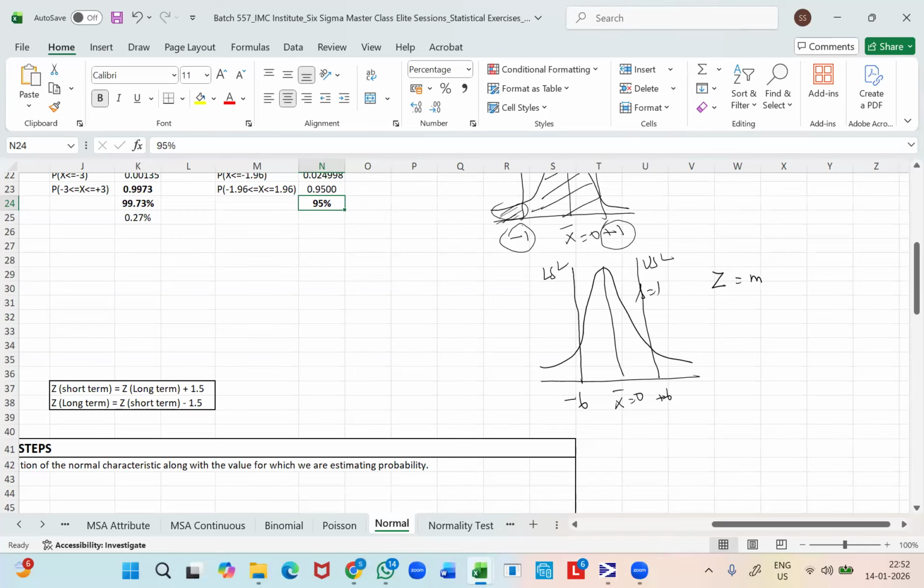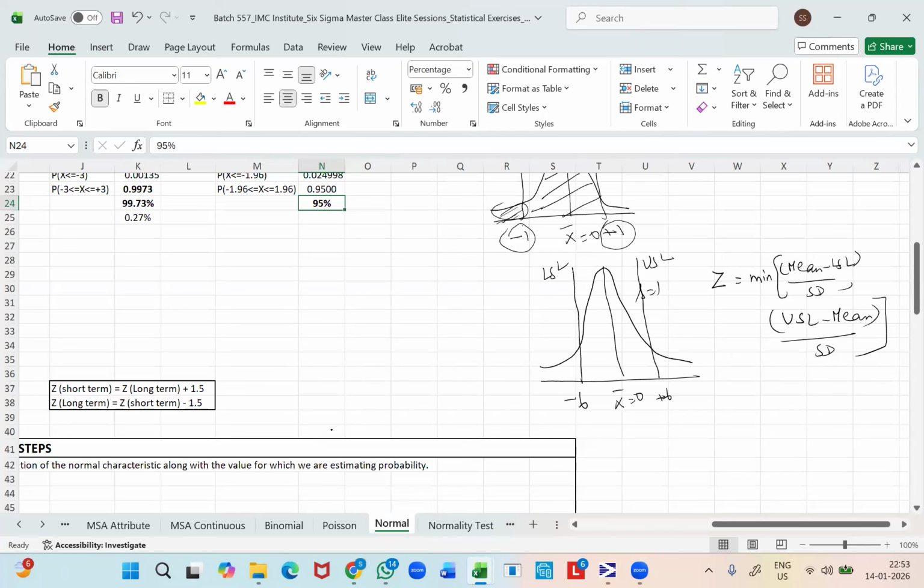So Z is equal to the minimum of (mean minus LSL) divided by the standard deviation, or (USL minus mean) divided by the standard deviation. So mean minus LSL divided by standard deviation, or USL minus mean divided by standard deviation, right? The minimum of these two values will be considered as the sigma level, right?